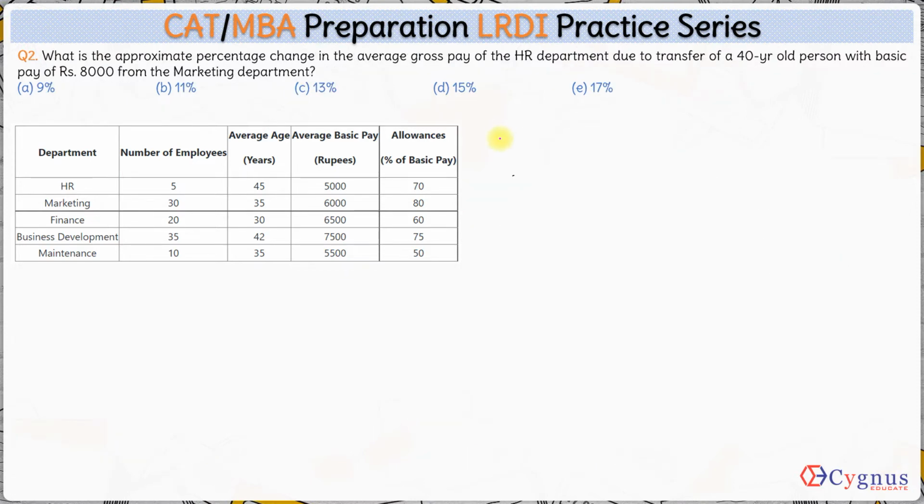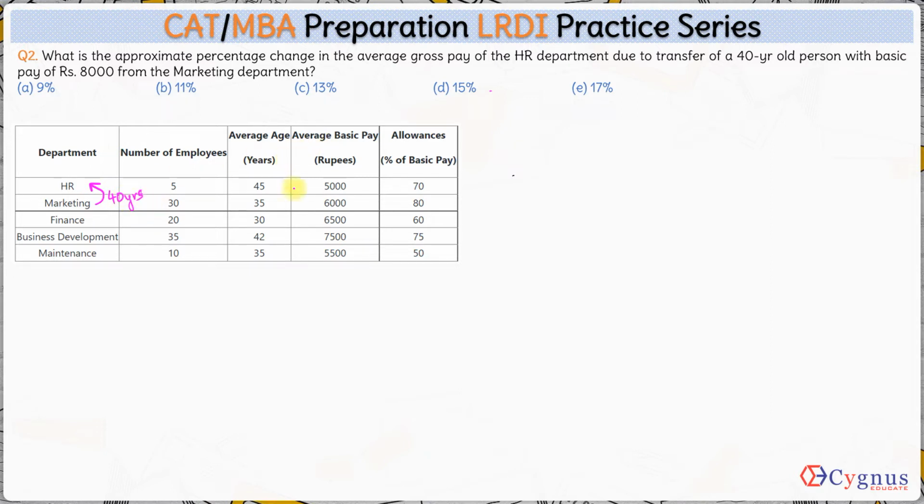Okay. Now moving on to the next question. Here we have, what is the approximate percentage change in the average gross pay of HR department? Okay, gross pay would be basic pay plus the allowances. Okay, so average gross pay of the HR department due to transfer of a 40-year-old person with basic pay of 8,000 from marketing department. So a person whose age is 40 years goes from marketing to HR, 40-year age person.